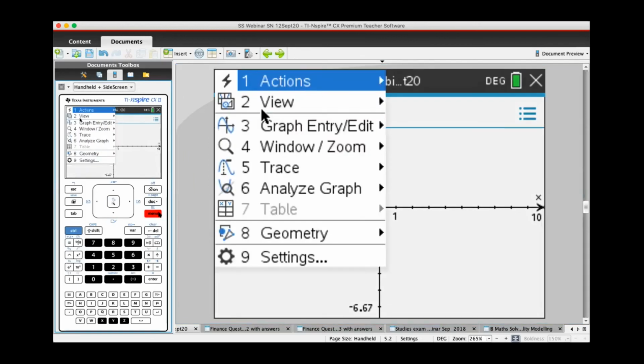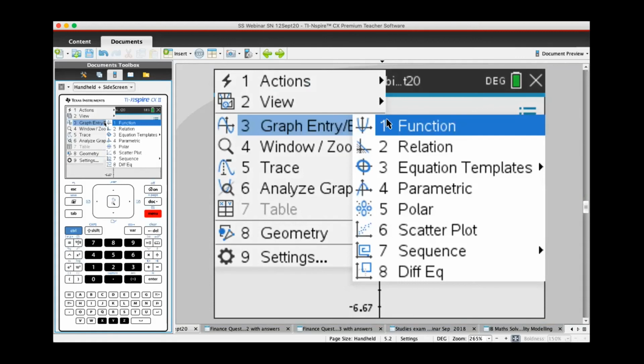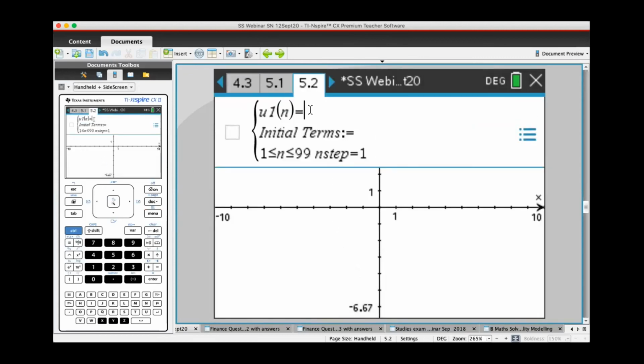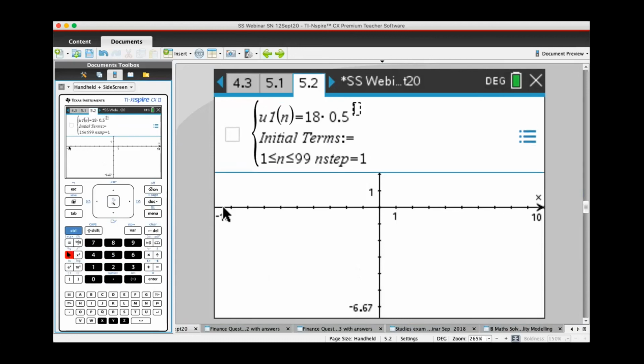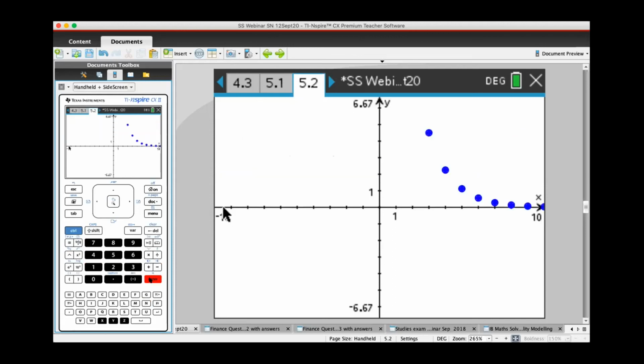So I go to the menu and I go to the graph entry. It is not a function, not a relation, it is a sequence. So I graph the sequence. Now I'm going to enter 18 multiplied by 0.5 raised to n minus 1. That is the definition of the nth term of a geometric sequence: U1 times r raised to n minus 1. So you do n minus 1 and I press enter.